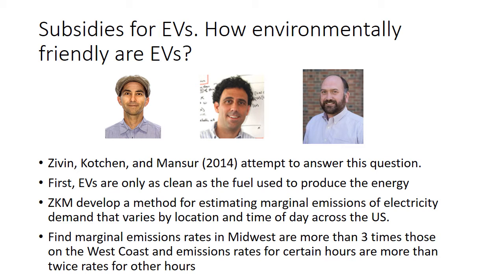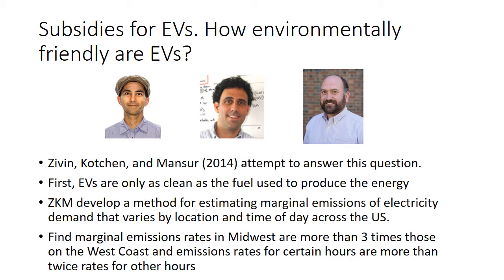These guys develop a method for estimating marginal emissions from electricity demand that varies by location and time of day across the United States. They find that the marginal emissions rates in the Midwest are more than 3 times those on the West Coast, and emissions rates for certain hours are more than twice the rates for other hours. So what they're saying here is that if you charge your electric vehicle in the Midwest, the emissions from doing so are more than 3 times those than charging an electric vehicle on the West Coast. Why? Because charging in the Midwest, the electricity is largely produced from coal. And it turns out that charging an electric vehicle where the electricity is produced from coal actually can have higher emissions than just simply running a gasoline-powered vehicle.